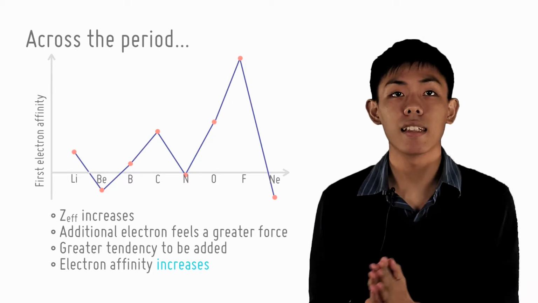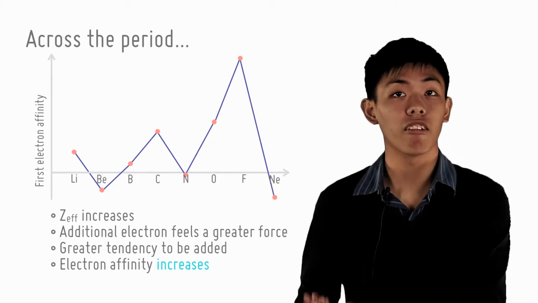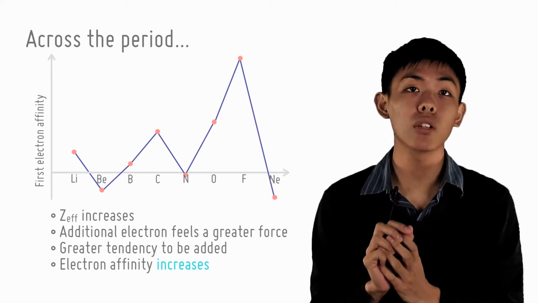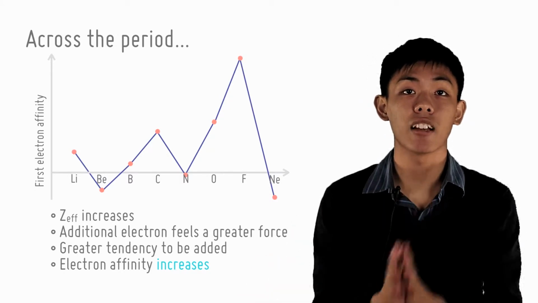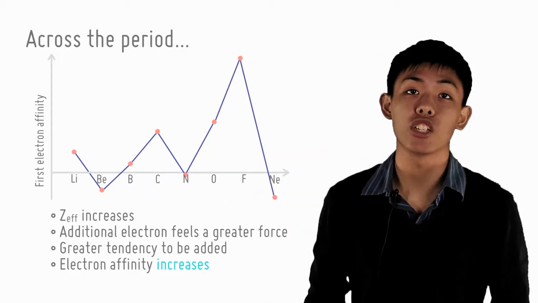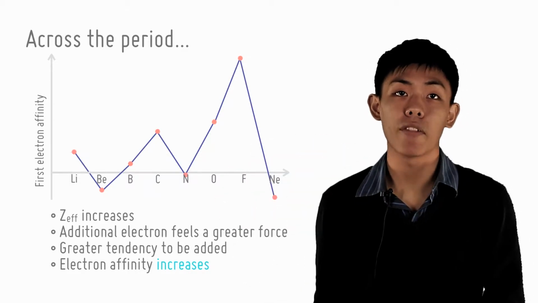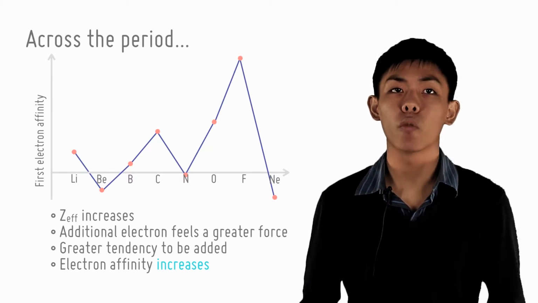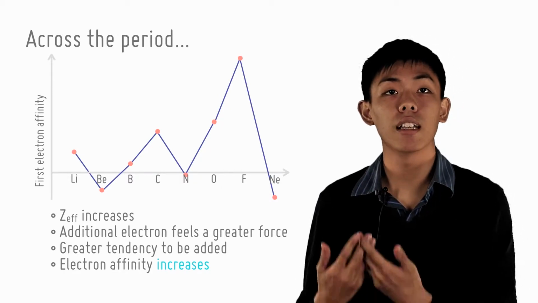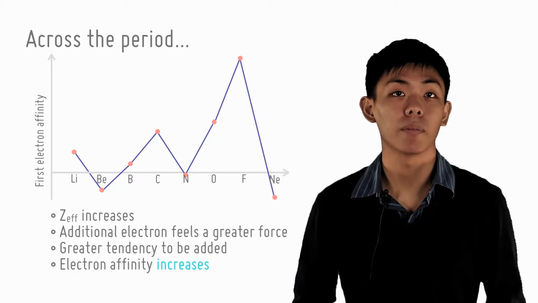This makes sense since effective nuclear charge increases across the period, meaning that an additional electron would feel a greater attraction force from the nucleus and hence a greater tendency to be added to the valence shell. Halogens of group 7 particularly have a very high electron affinity. The addition of one additional electron results in a very stable octet configuration.